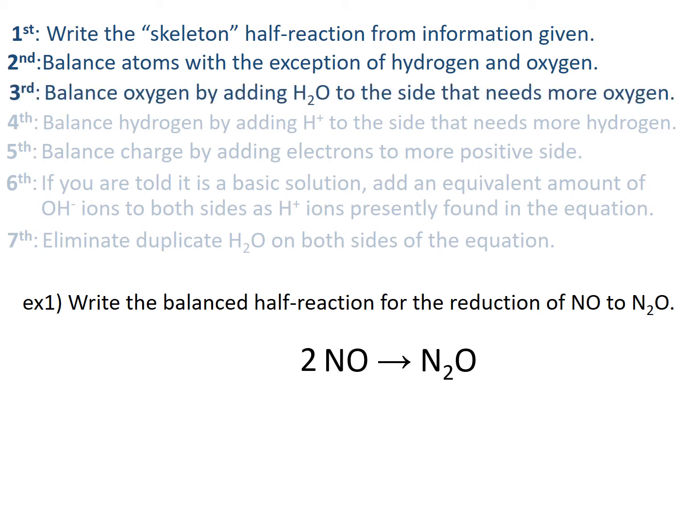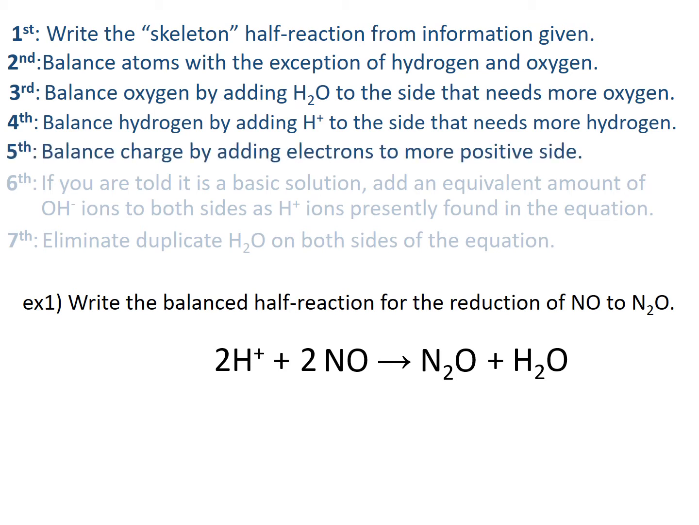Step 3, balance oxygen by adding H2O to the side that needs more oxygen. While the left has 2 oxygens, the right only has 1. So the right-hand side needs 1 more oxygen, so I add 1 H2O. Now the oxygens are balanced. Fourth step, balance hydrogen by adding H plus to the side that needs more hydrogen. While the right has 2 hydrogens and the left has none. So that means I need 2 more hydrogens on the left, so I add H plus to balance out the hydrogen. Now both sides have 2 hydrogens.